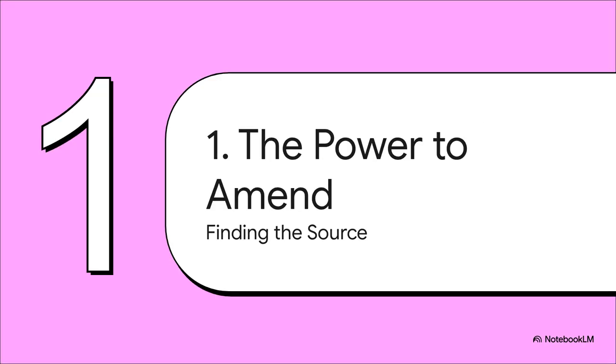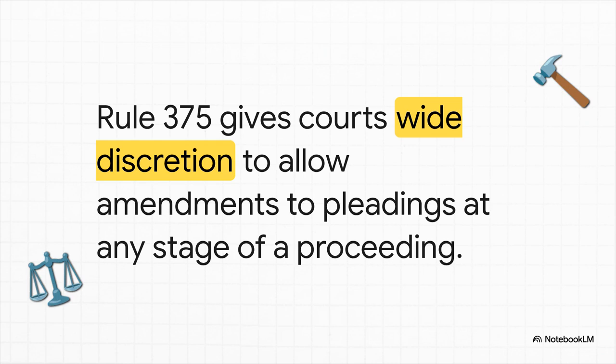Right, first things first, where does this power to amend even come from? Let's go straight to the source. It all flows from one place, Rule 375. And the key phrase to remember here is wide discretion. In theory, this gives the court the flexibility to allow changes to pretty much any document at almost any time, all to make sure the real issues get sorted out. But, and this is a big but, as we're about to see, that discretion under Rule 375 is definitely not unlimited. The way it's used today has been dramatically reshaped by modern case law.